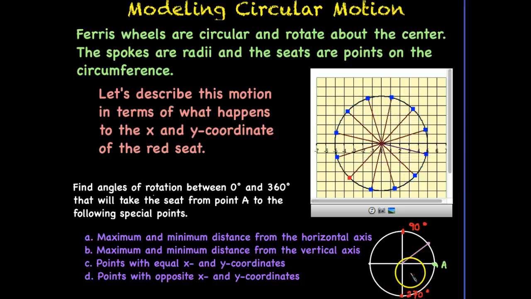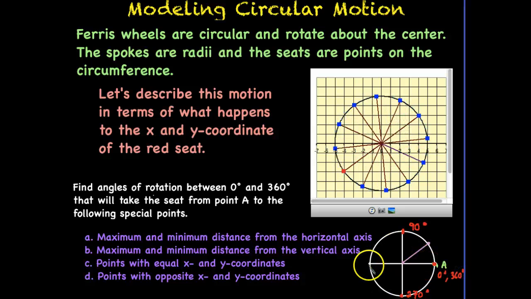To find our minimum distance, we would have to be on the x-axis. That way we're not away from it. So it would have to be here where A is at 0 degrees, or we could call that 360 degrees if we went around one full time, or over here at 180 degrees. Both those angles would be a minimum distance from the horizontal axes.